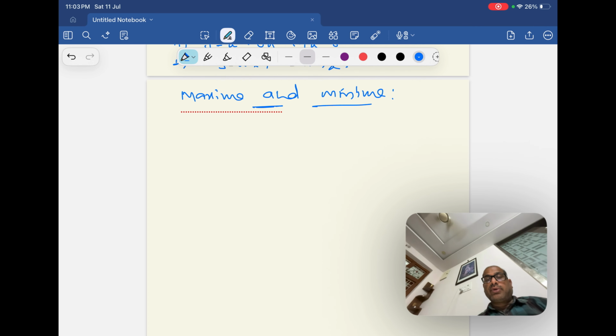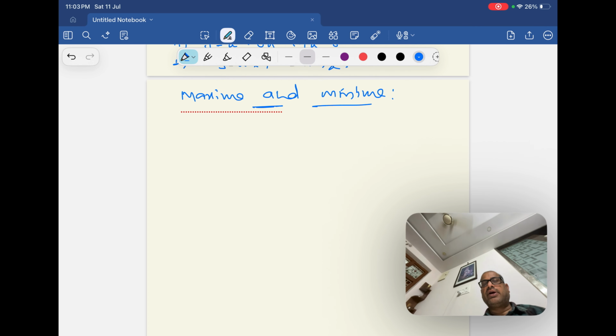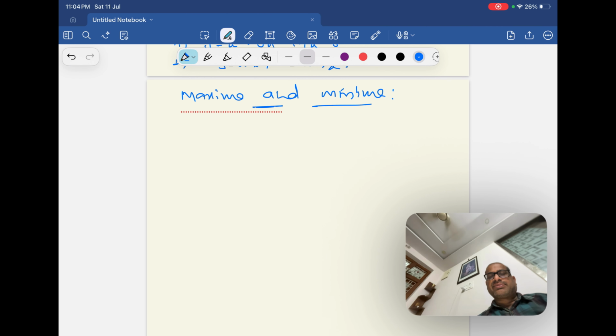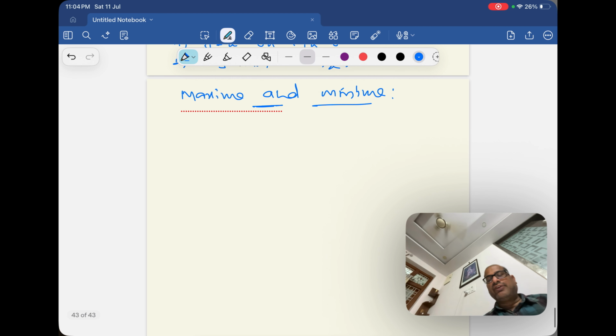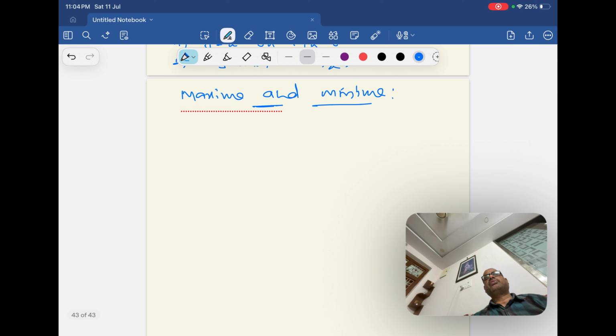Today we'll talk about maxima and minima. Last class we saw differentiation part 1, you can go through my video. We saw what differentiation is, what the formulas are, and its application in physics. Now, coming to maxima and minima: when a function becomes maximum, when it becomes minimum, and the conditions for maxima and minima, we are going to talk about in this class.